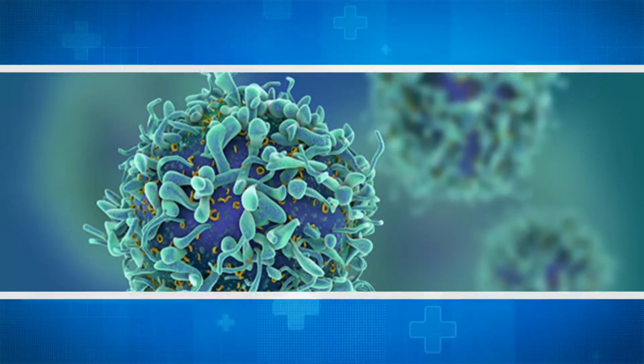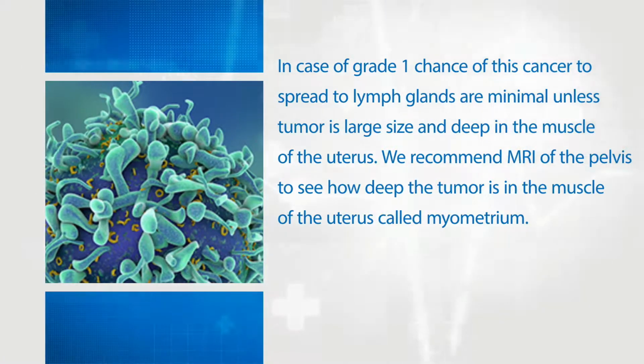In case of grade 1 cancer, the chances of it spreading to lymph glands are minimal, unless the tumor is a large size and deep in the muscle of the uterus. We recommend an MRI of the pelvis to see how deep the tumor is in the muscle of the uterus, which is called the myometrium.